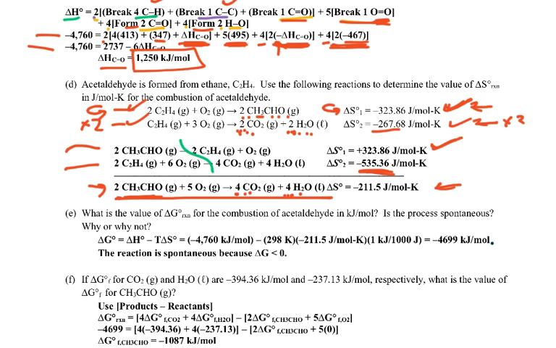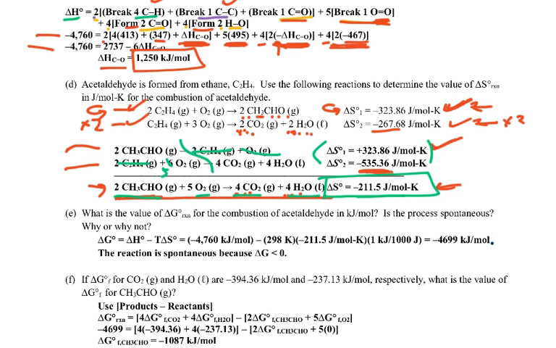Everything on the left cancels everything on the right. So those two C2H4s go away. And we have 6 O2s on one side and 1 O2 on the other, so we get 5 O2s, and everything else stays. And that gets us this equation: 5 O2s, 4 CO2s, 4 H2Os. And we add these two delta S's together, and we get the delta S. So that's how we can get the delta S for this equation.